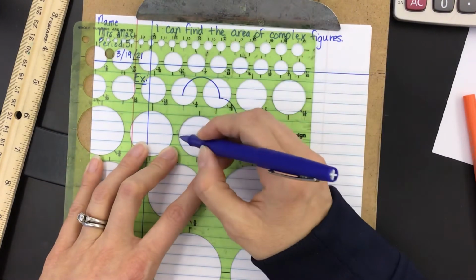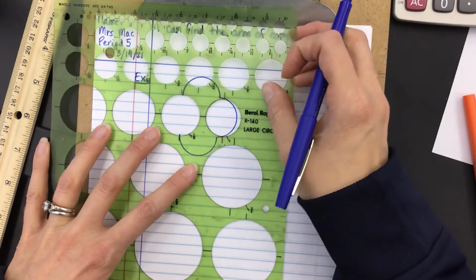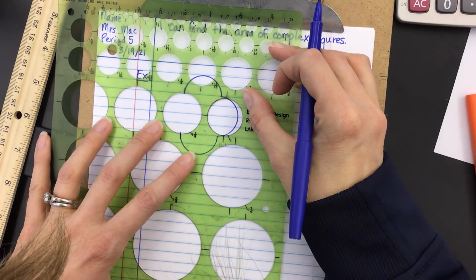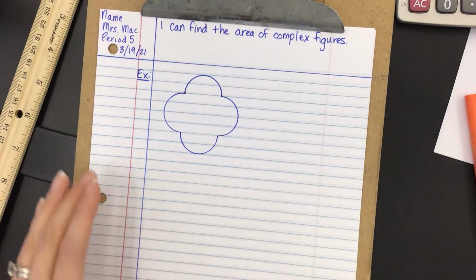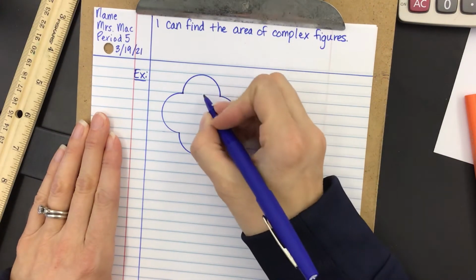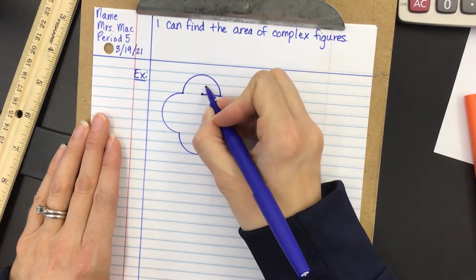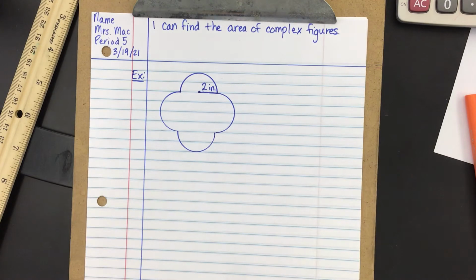You know, you can just sketch it the best you can. Right. It does kind of look a little bit four-leaf cloverish. So does anybody have any ideas? How can we find the area of this? Shinobu.